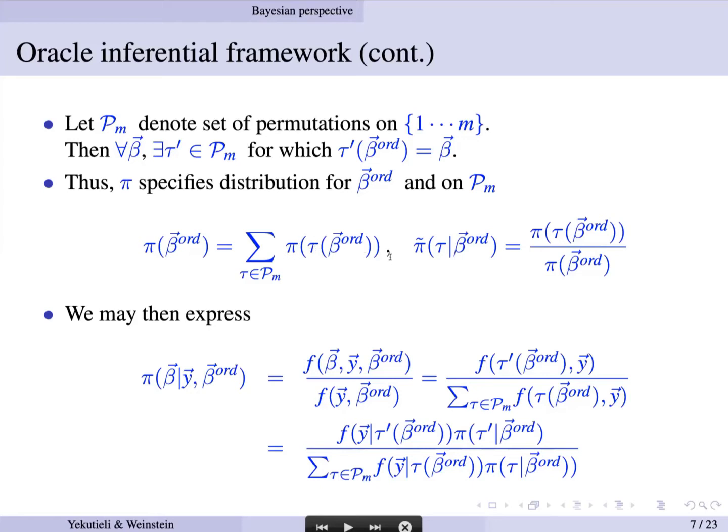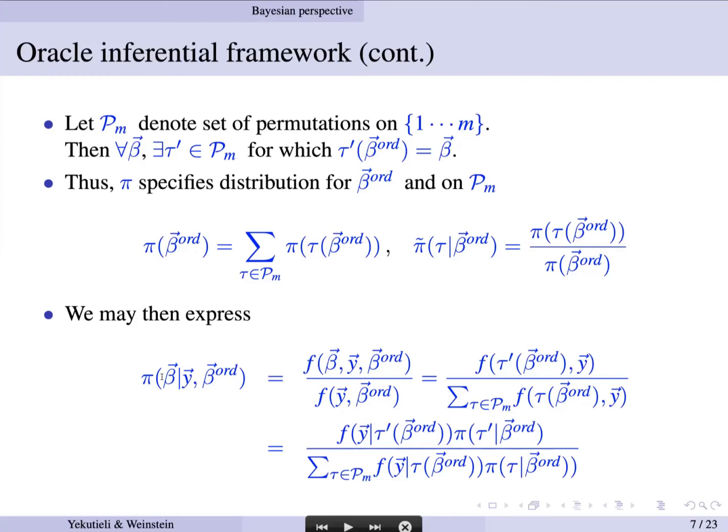And also I can think of a conditional distribution of one particular permutation given beta ord, which is just the prior density of seeing this particular permutation of beta given the entire set of order statistics. So this is a distribution I can analytically think about and derive. And then we can express this.